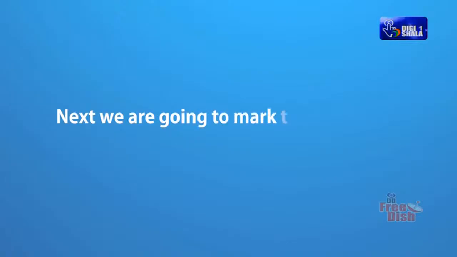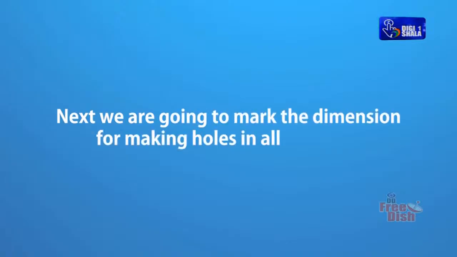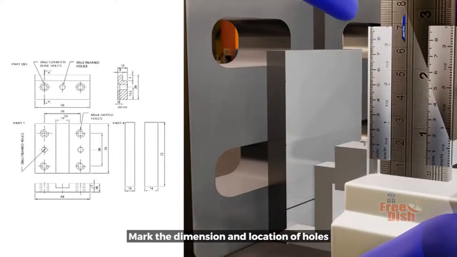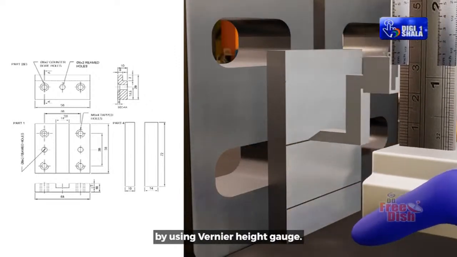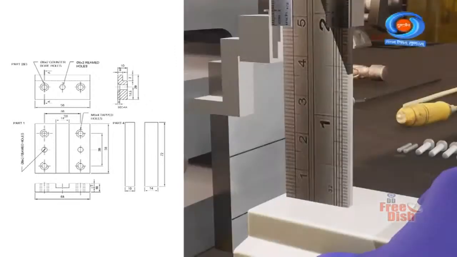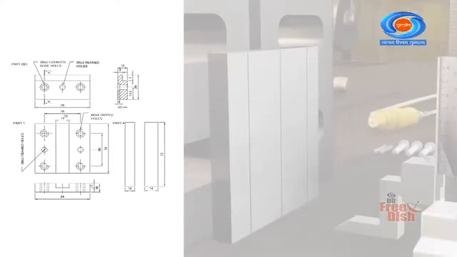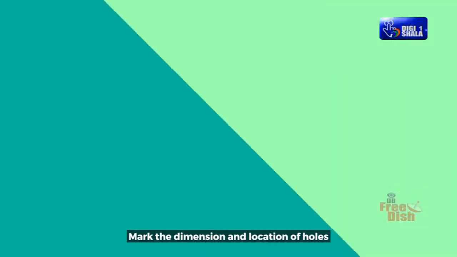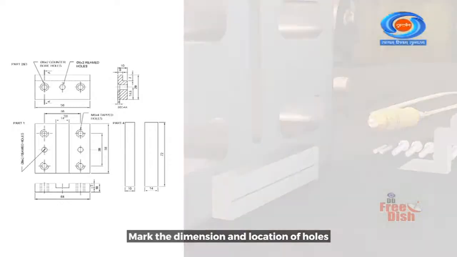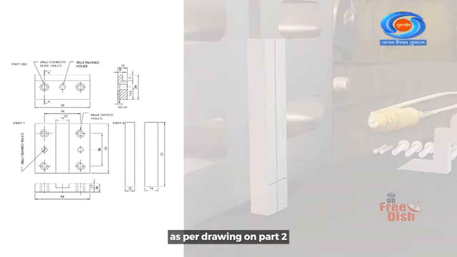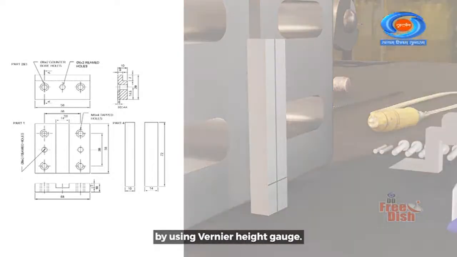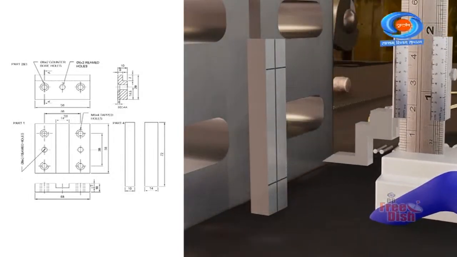Next, we are going to mark the dimensions for making holes in all the parts. Mark the dimension and location of holes as per drawing on part 1 by using the vernier height gauge. Mark the dimension and location of holes as per drawing on part 2 by using the vernier height gauge. Mark the dimension and location of holes as per drawing on part 3 by using the vernier height gauge.